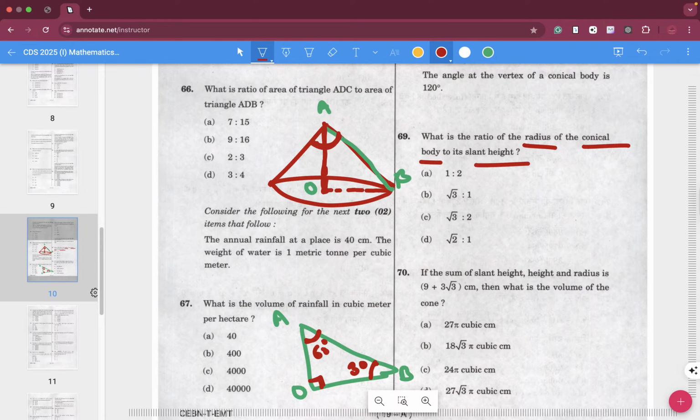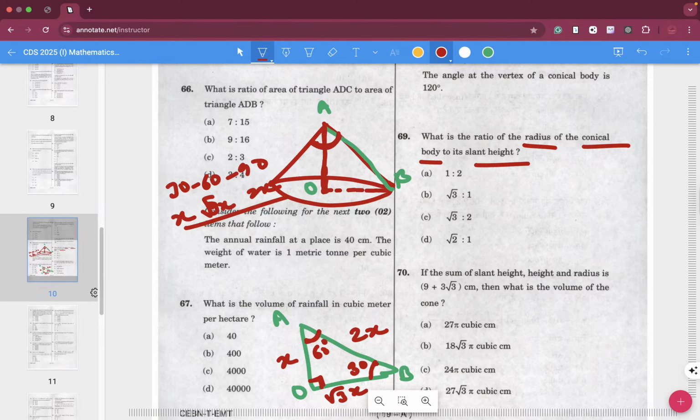Now you know the relationship. If the three angles are 30, 60, 90, and the side opposite to 30 is x, the side opposite to 90 degree will be 2x, and the side opposite to 60 degree will be root 3x. I've taught you the relationship between 30, 60, 90. You have to keep that in mind for easy and faster calculation.